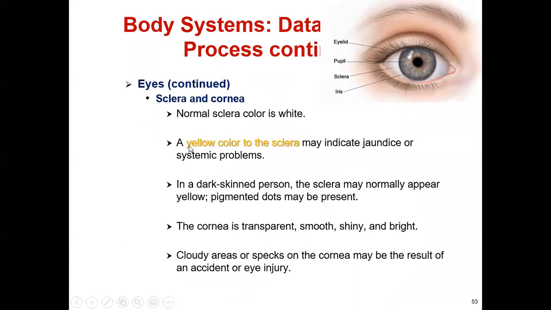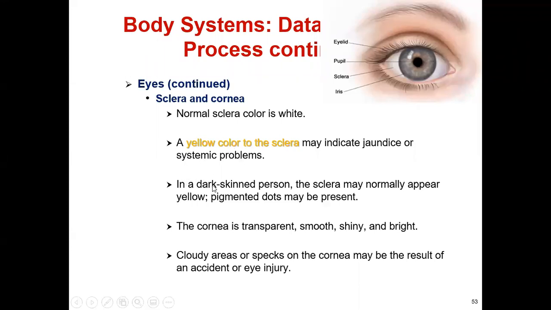If the sclera is yellow, it may indicate jaundice. Jaundice is not a disease. It is a symptom of a liver problem, hepatobiliary problems, or systemic problems.